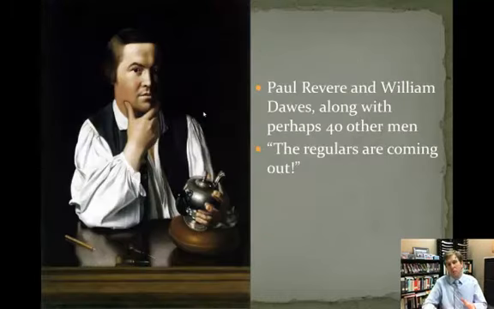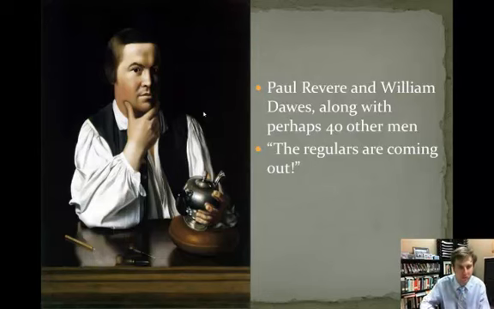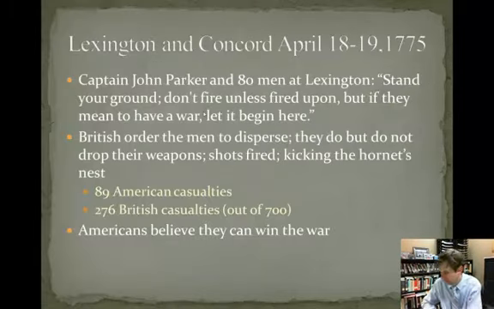At that point, Paul Revere and William Dawes, along with perhaps 40 other men, were right out to the countryside yelling, "The regulars are coming out!" And so, not the British are coming, because they're all British. But the regulars are coming out. And so this is when the Minutemen would get up, kiss their families, take their musket off the mantle, and go fight the British, which is an amazing act of heroism. This is perhaps the best army in the world, and these guys are willing to go out and fight them.